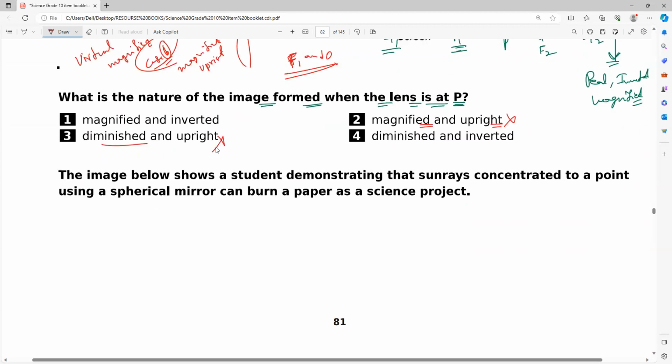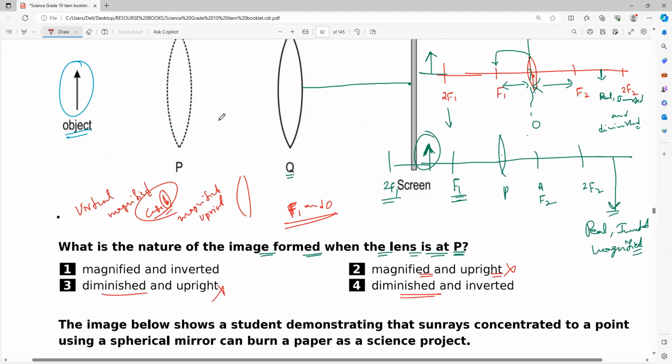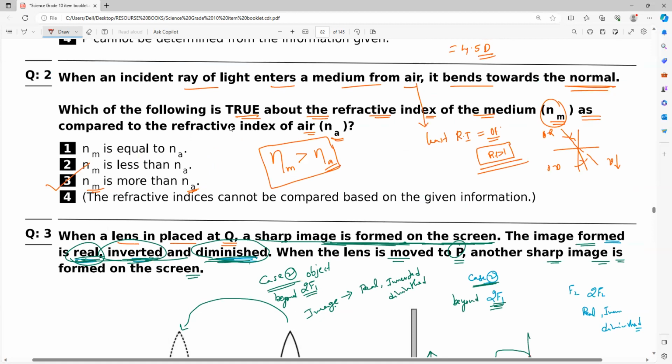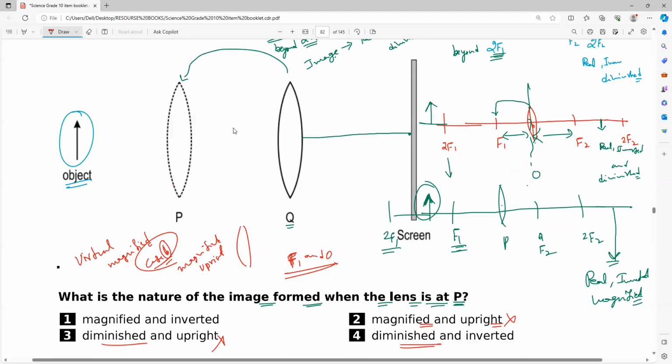The next one is diminished and inverted, they are saying. So what will happen? In the first case, when the object is placed, it is real, diminished and inverted. Now in case number 2, the lens is shifted from Q to P and the object remains the same. Please remember, everybody, basically we will move the object, but here they are moving the lens. So the optical center is shifting from Q to P, so P actually becomes the optical center.